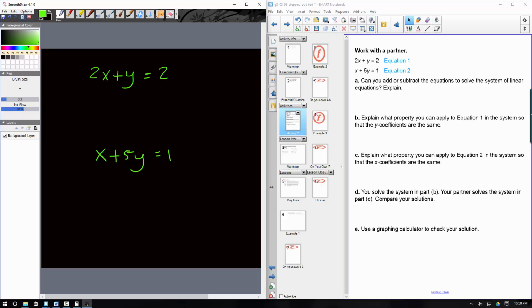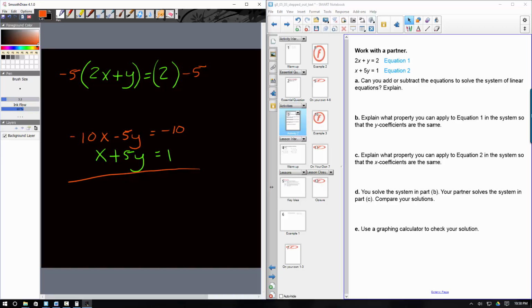And what I want to do is somehow create an equation in which I could delete or subtract one of these variables. So check this out. If I take this entire equation and multiply it by -5, so I'm going to do this side by -5 and this side by -5, I'm going to have something else. I'll have -10x minus 5y equals -10.